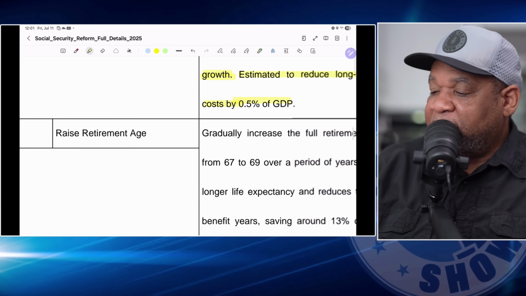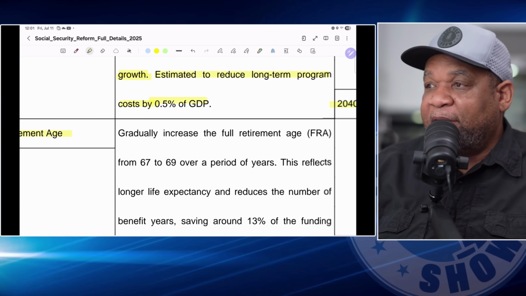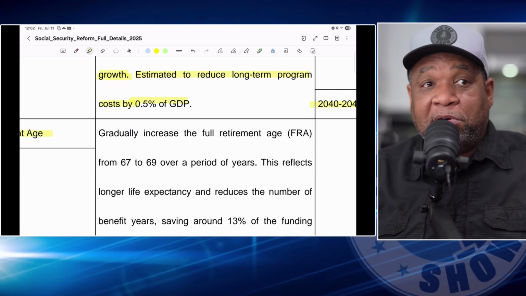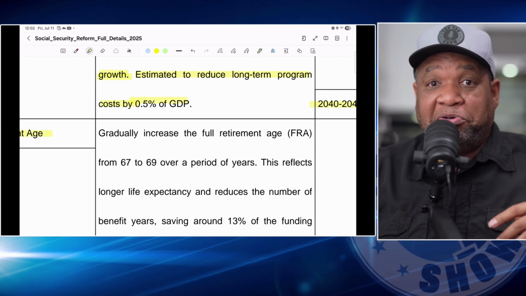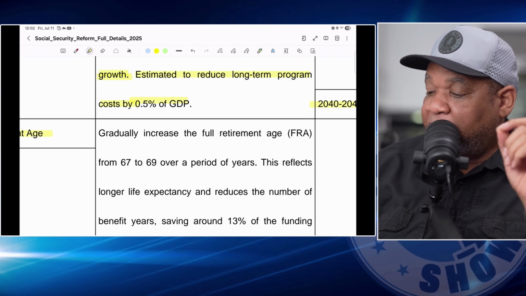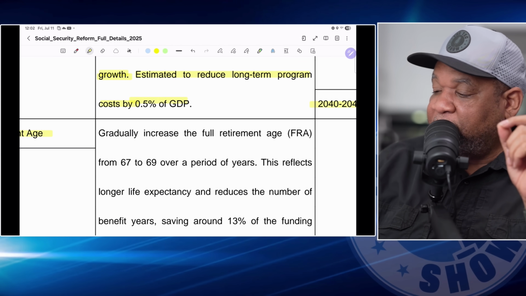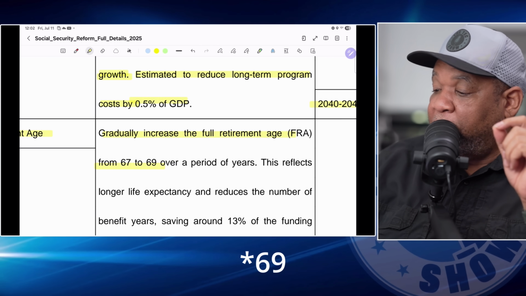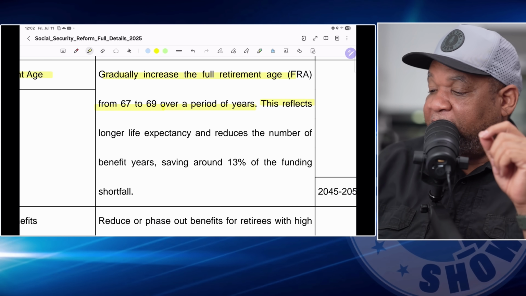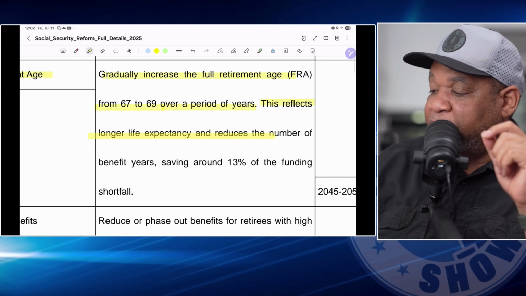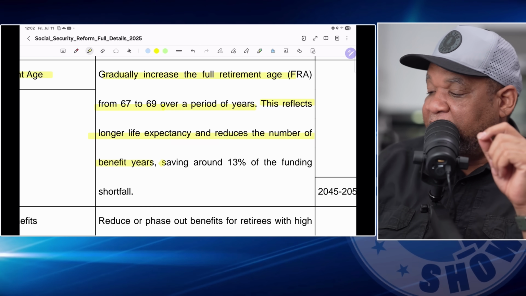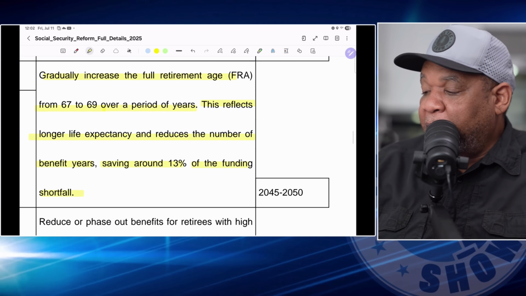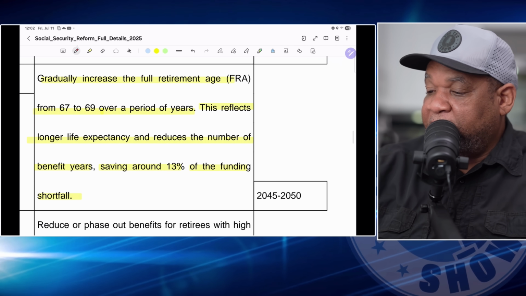So this adjustment here says raise the retirement age. How many times have we heard a politician say, we should just raise the full retirement age? And they say raise it, I don't know, from 67 to 69 or 70. So let's take a look at this example. It says gradually increase the full retirement age from 67 to 68 over a period of years. And then they're saying this reflects a longer life expectancy and reduces the number of benefit years, saving around 13% of the funding shortfall. Now, remember this, 13%.